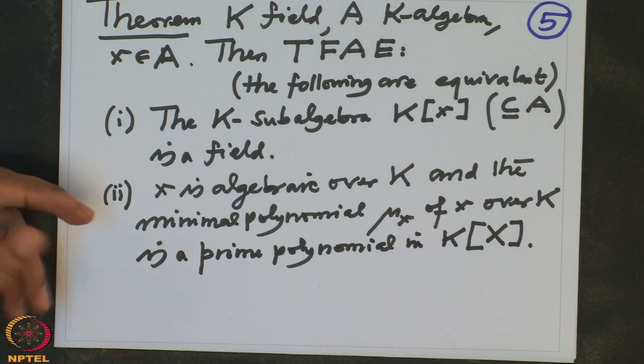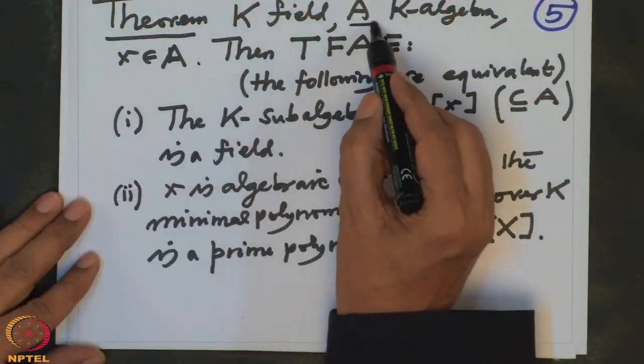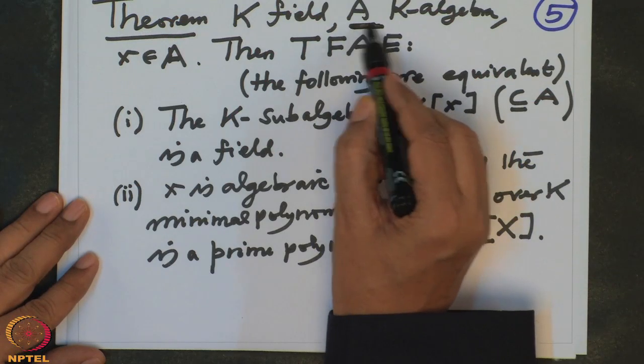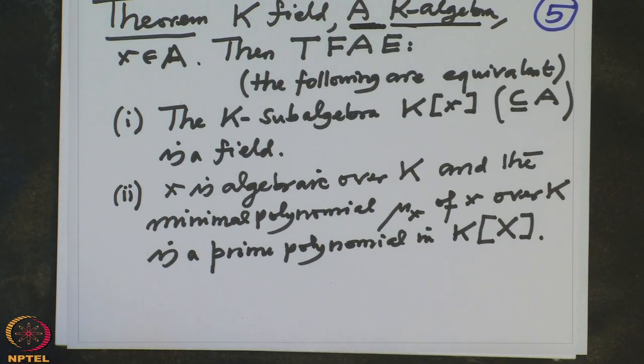So, you see, if you want to test somebody's algebraic, you just have to check that the subalgebra is a field. So, it's an integral domain. It may not be an integral domain, it is a part of that. It is an integral domain and it is a field. Okay. So, let us check that. Remember, I am not assuming A is a field. I am assuming A is only a K algebra. So, and this K subalgebra is a field, that is equivalent to saying x is algebraic. So, let us prove this.